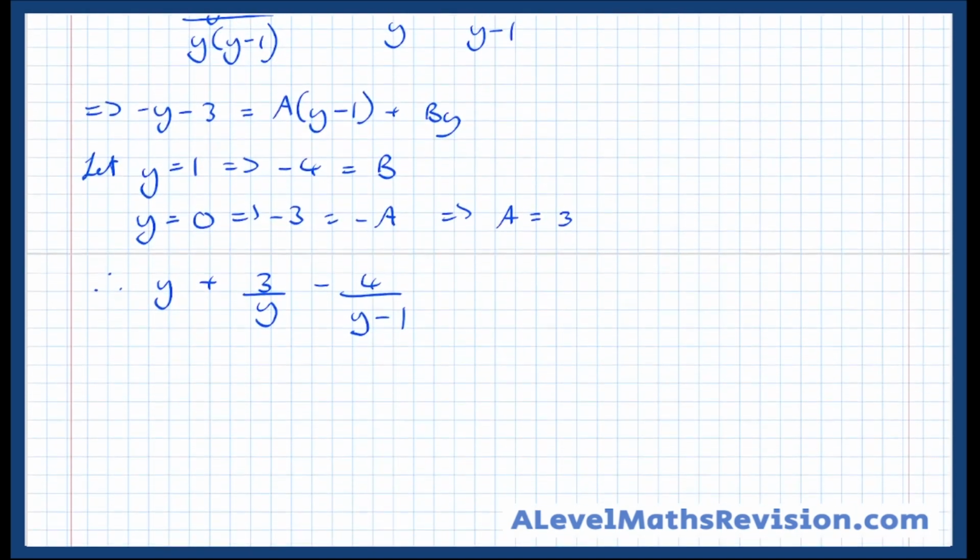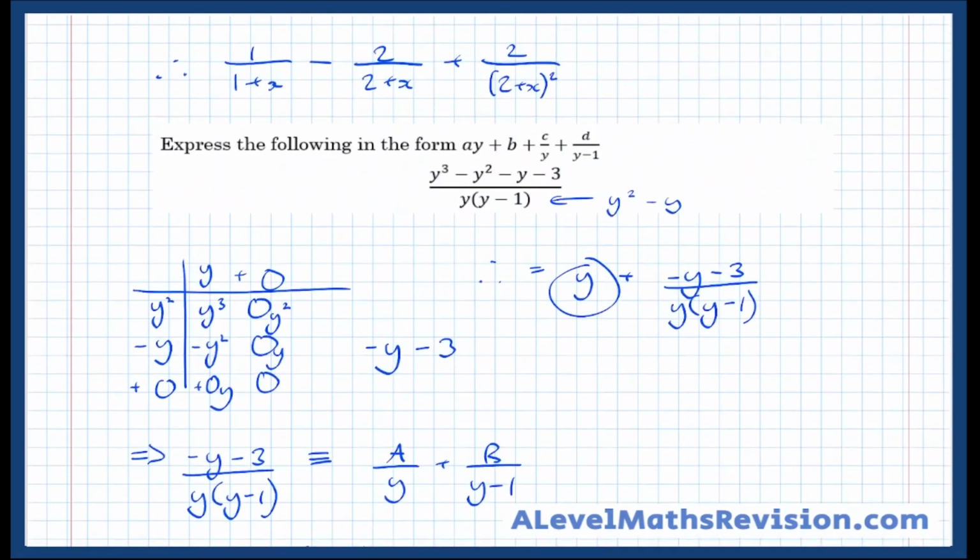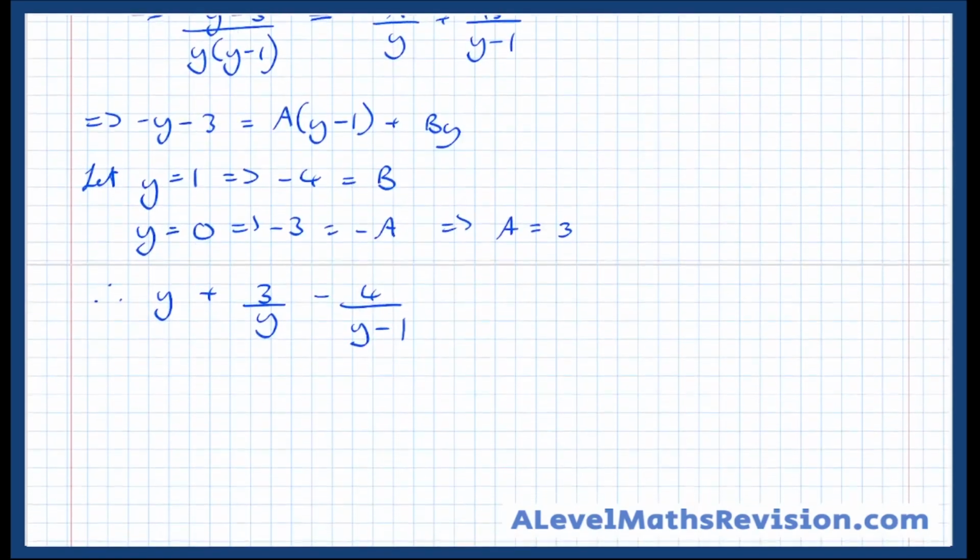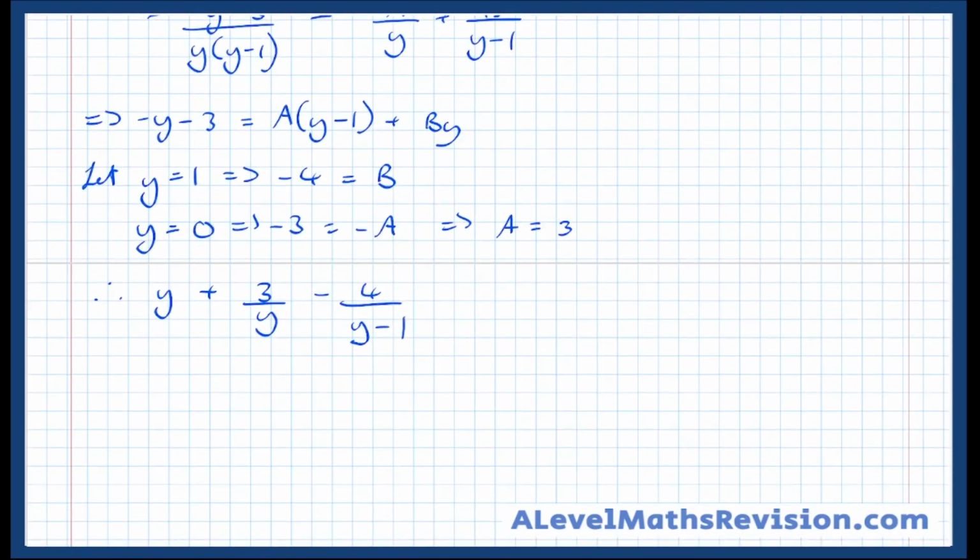So the key point to take away from this, if the degree of the top is greater than or equal to the degree of the denominator, a polynomial division should be performed first in order to simplify stuff, leaving you with a quotient and some partial fractions to do. So have a go at the worksheet, check the answers as you go.